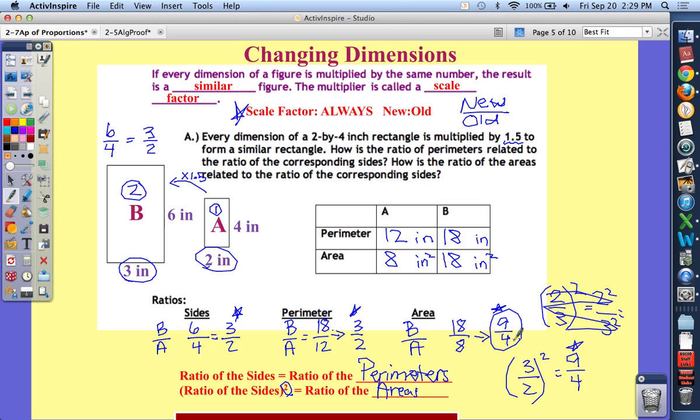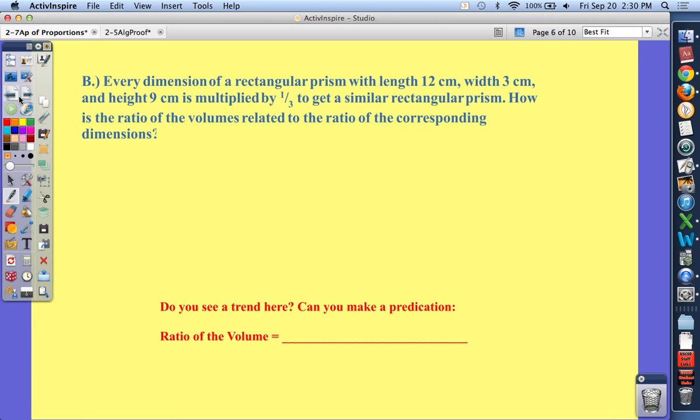The ratio of the perimeters is always going to equal the ratio of the sides, and the ratio of the areas is always going to equal the ratio of the sides squared. So B is an extension. You can try it. Maybe you can make a statement about what the ratio of the volumes is going to equal if you think about that. If you don't know how to find the volume, it's length times width times height. This example, guys, is a little extension. I'll post the key after the video.